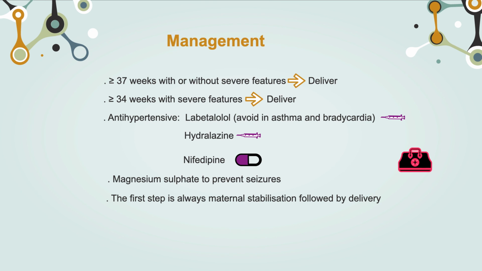And remember, the first step is always maternal stabilization, followed by delivery. So don't be fooled. If you get 37 weeks, don't be tricked, because if they say 37 weeks and the patient is really unstable, obviously the first step should be maternal stabilization. And after that, you are going to deliver. Don't just directly pick delivery. First, you need to stabilize the patient.